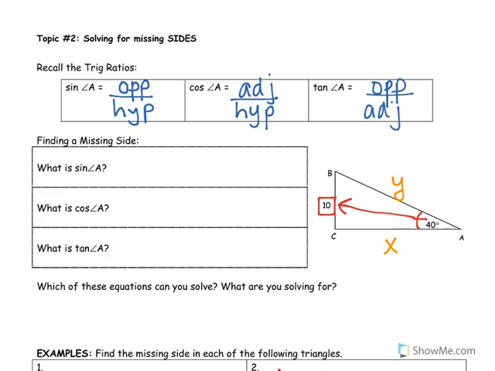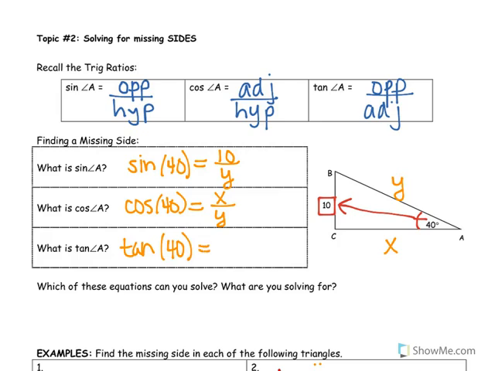I want to set up each of the three trig ratios that are possible with the triangle. What is sine of angle A? Sine is opposite over hypotenuse, so sine of 40 equals 10, that's opposite, over the hypotenuse, which we labeled as y. Cosine of 40 degrees equals adjacent over hypotenuse, which is x over y. And tangent of 40 degrees equals opposite over adjacent, so that's 10 over x.